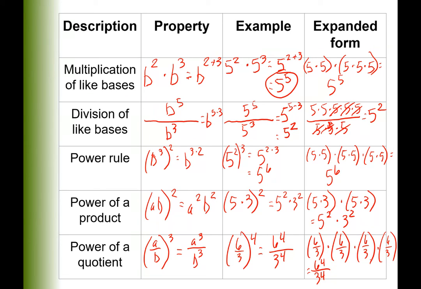So using what we just learned, we're going to look at each property or each description more individually now, and then work on some examples so we can get more practice.